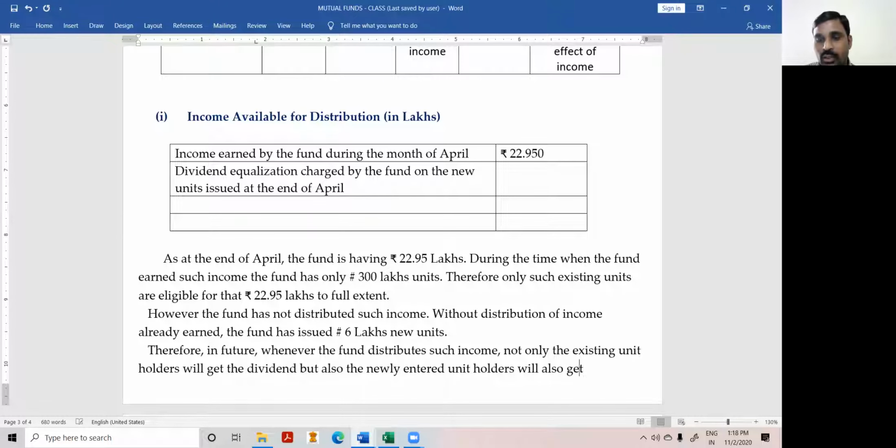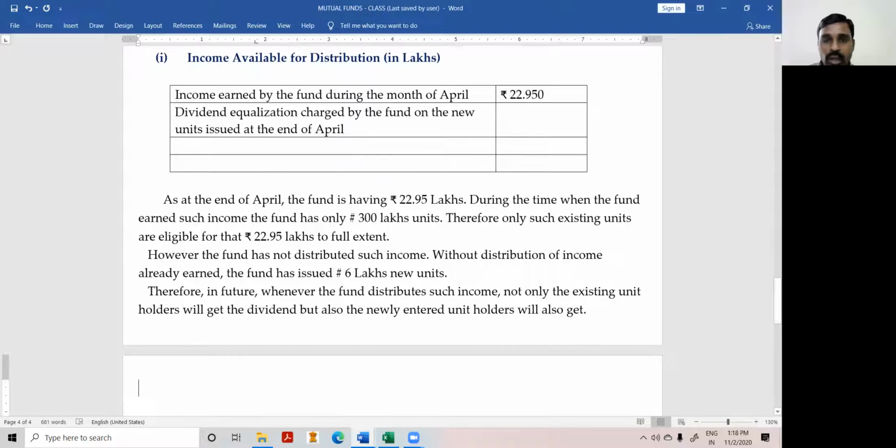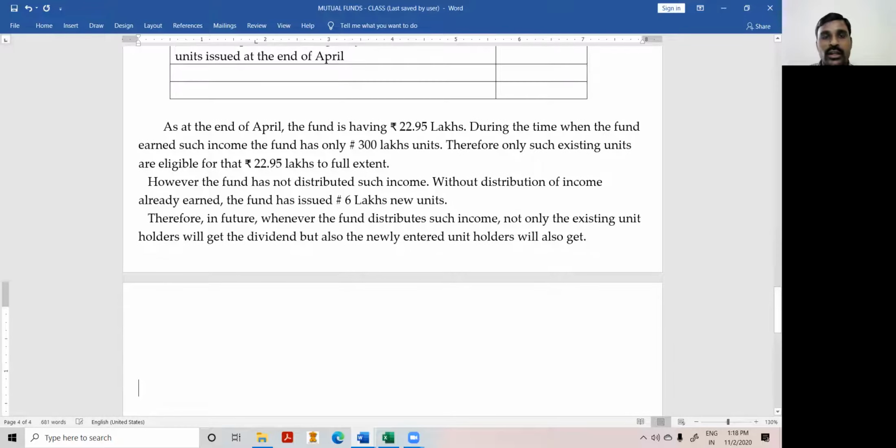This is the point. Today we have the income, but we are not distributing it to the existing shareholders. Tomorrow, without distributing, we are taking new investors. If the new entrant comes, whenever the fund distributes, the fund has to distribute it to the new unit holders also. That is the point.